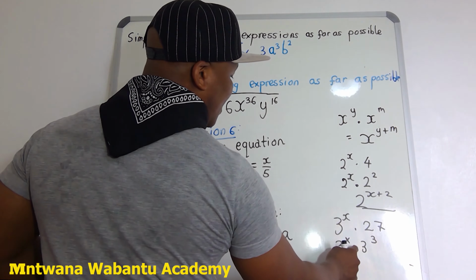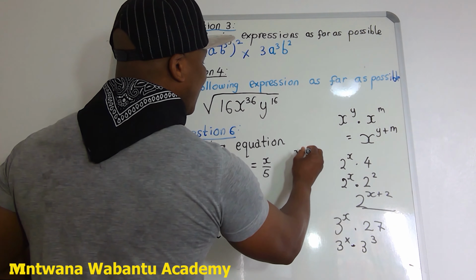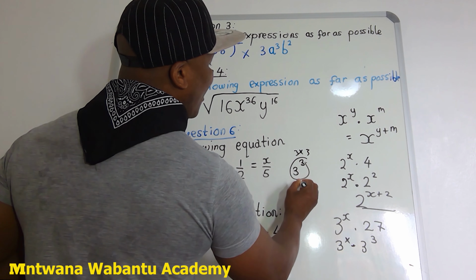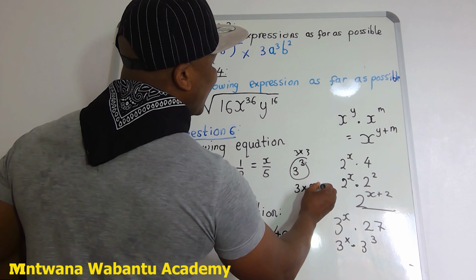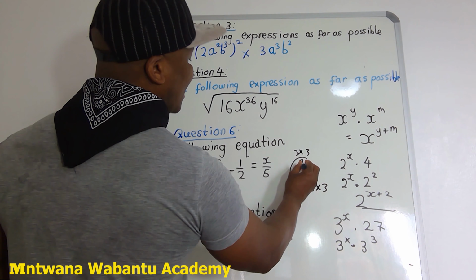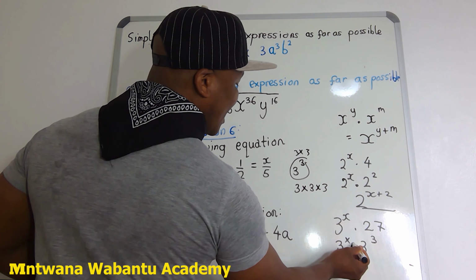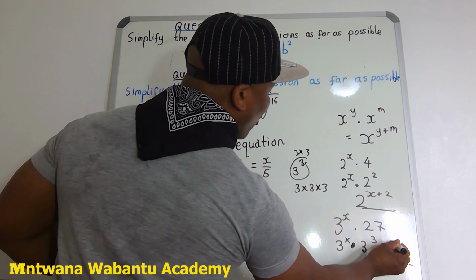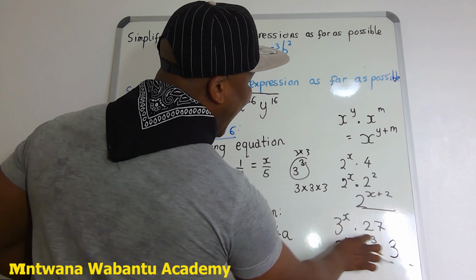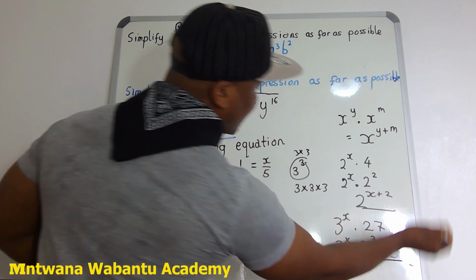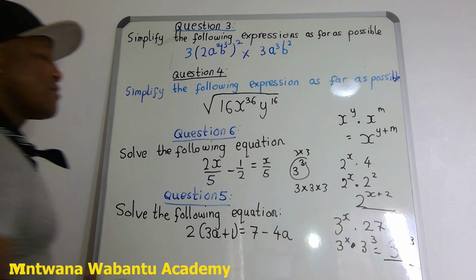Now, don't say 3 times 3. No. 3 to the power means this is a small number. So 3 to the power 3 is like 3 multiplied by itself, 3 times. That's why 3 to the power 3 equals 27. Now you see the bases are the same. If the bases are the same, we only write a single base and then add the exponents, the powers. So it's going to be 3 to the power x plus 3. You know why we do that? Because the bases are the same.